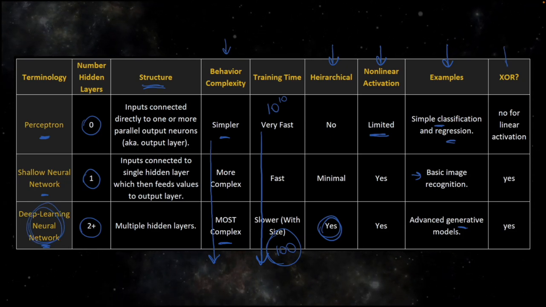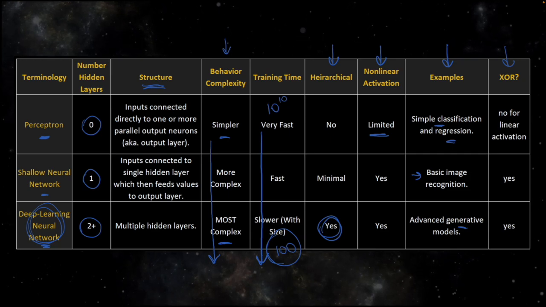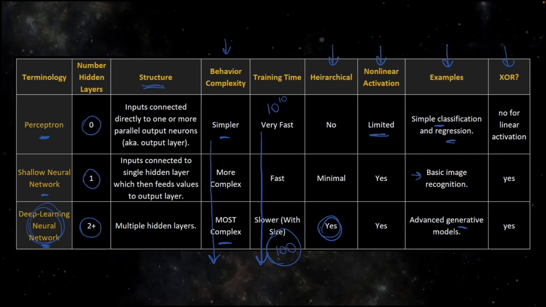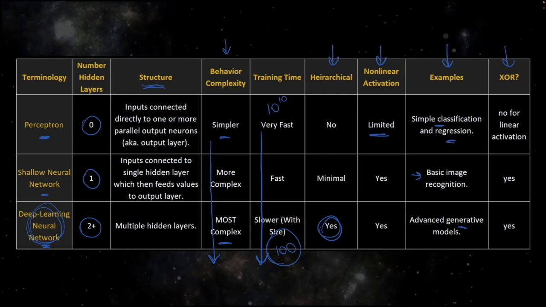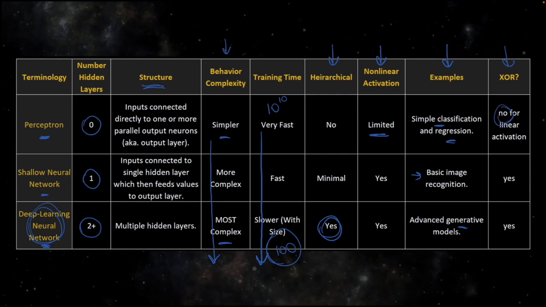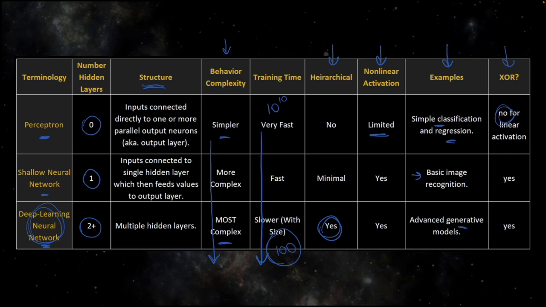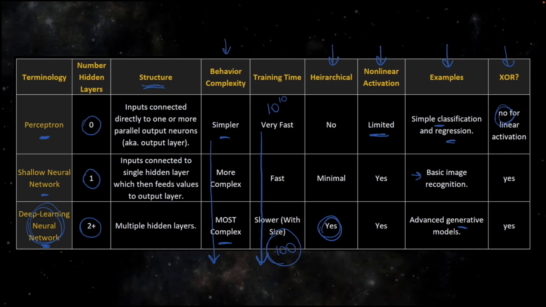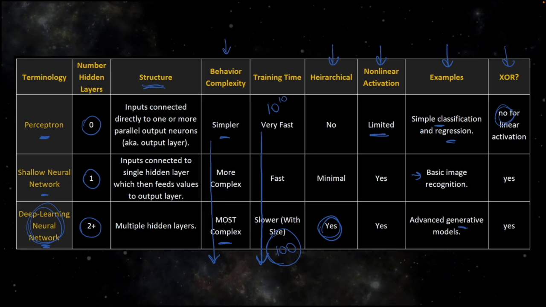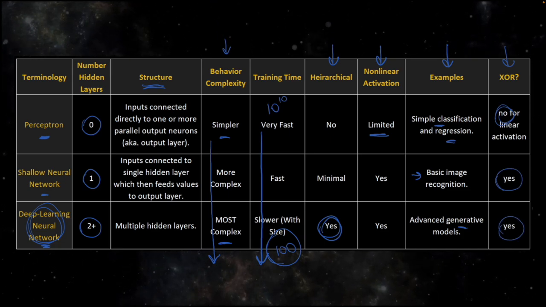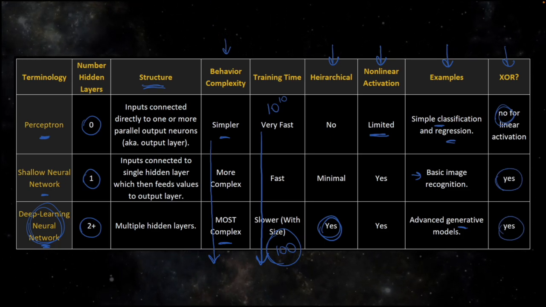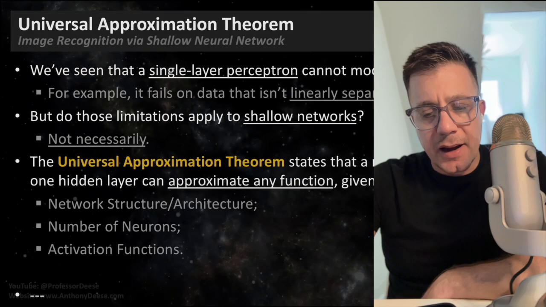Now, the final column, what does X or question mark mean? It's asking us whether this type of architecture can represent an exclusive OR gate. And we saw in previous modules that no, the perceptron, assuming that it has access to only linear activation functions, cannot represent the XOR gate because that behavior is not linearly separable. We do expect the shallow and the deep learning neural network to be able to mimic that behavior, which we discuss on the next slide, right?